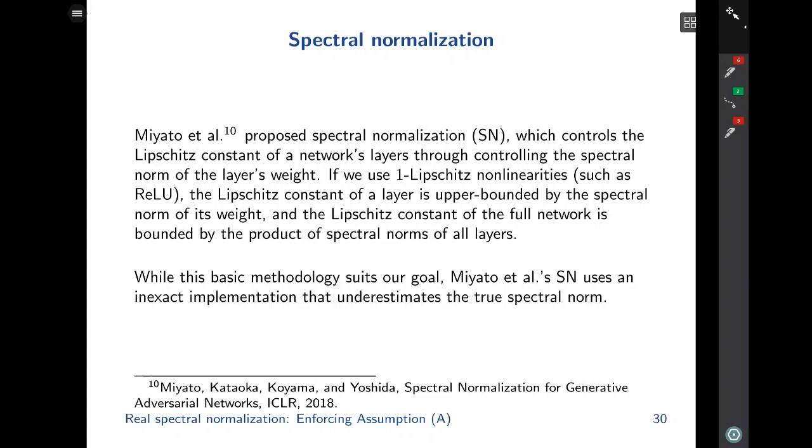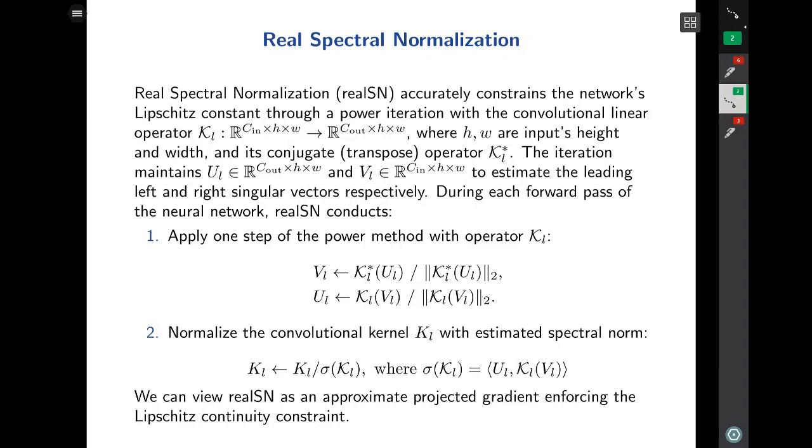In our work, we propose and use real spectral normalization. Real spectral normalization accurately constrains the network's Lipschitz constant through a power iteration with the convolutional linear operator and its conjugate transpose linear operator. The power iteration maintains u and v as estimates of the leading left and right singular vectors, respectively. During the training of the neural network, during each forward pass, real spectral normalization conducts the following two steps. First, apply one step of the power method with the linear operator K. Next, normalize the convolutional kernel with the estimated spectral norm. We can view real spectral normalization as an approximate projected gradient method enforcing the Lipschitz continuity constraint. This is approximate as the spectral norm is approximated through the power iteration.